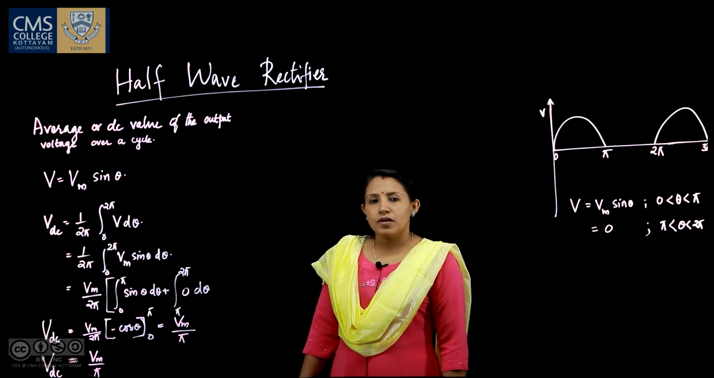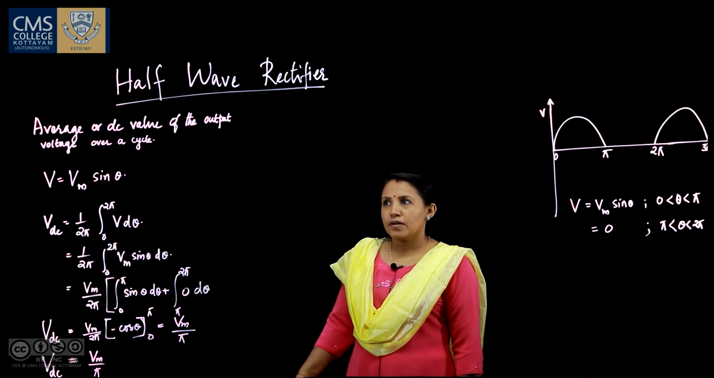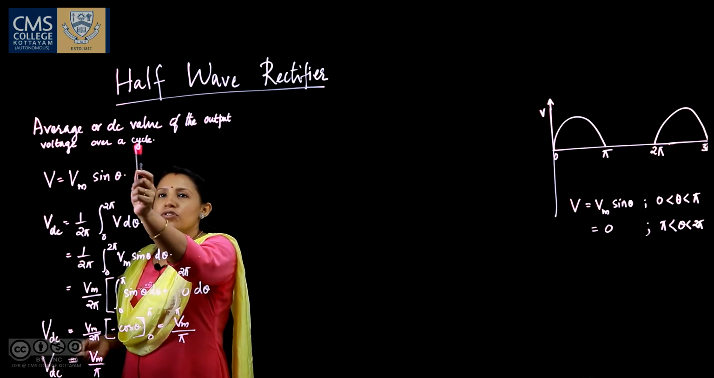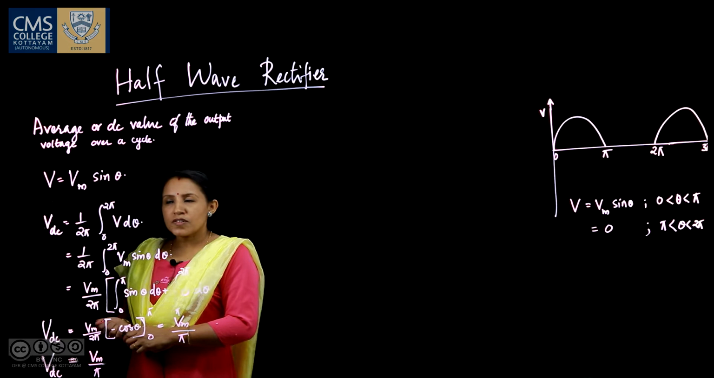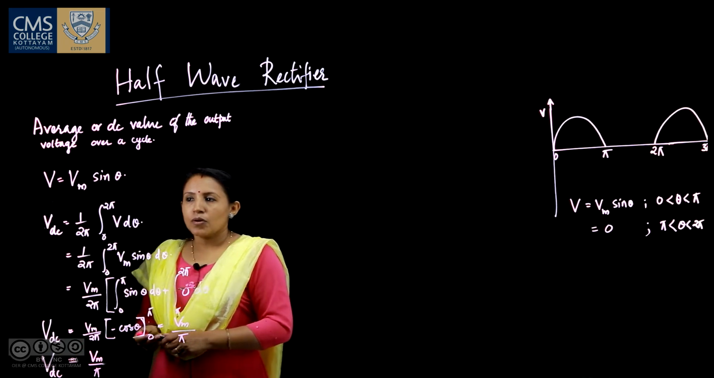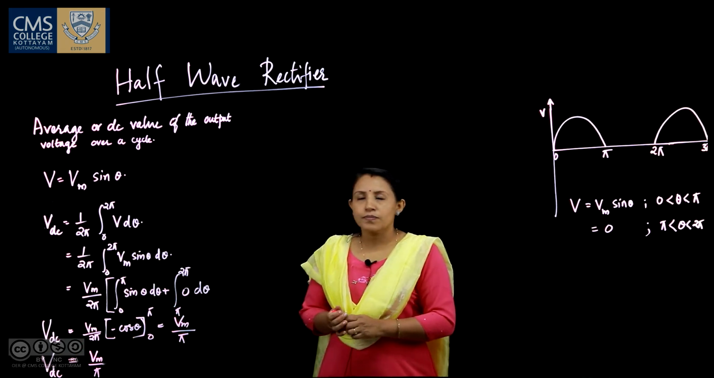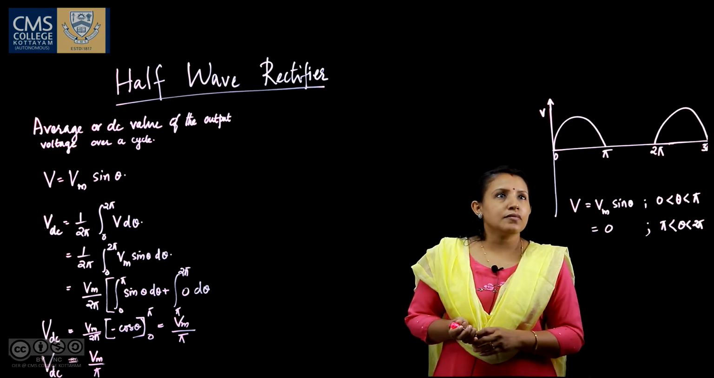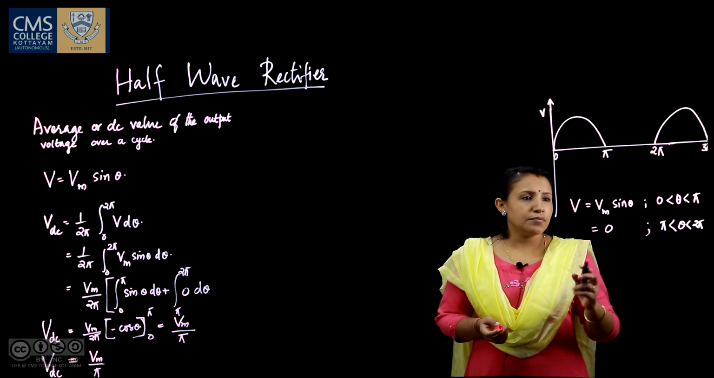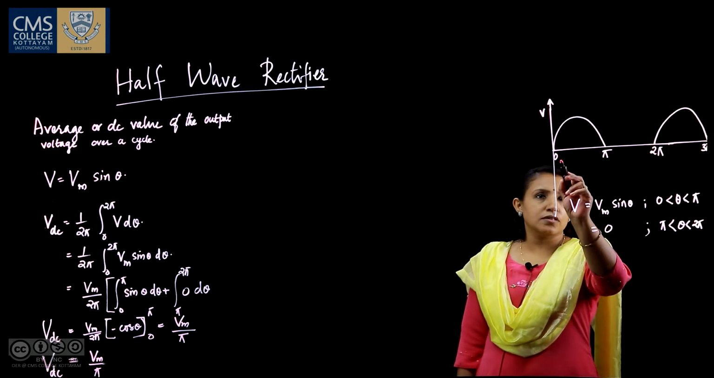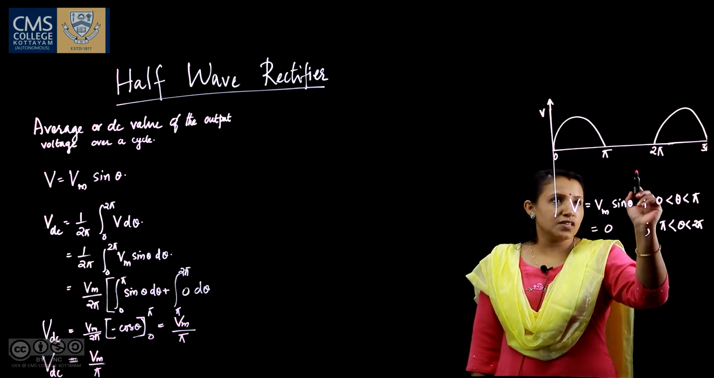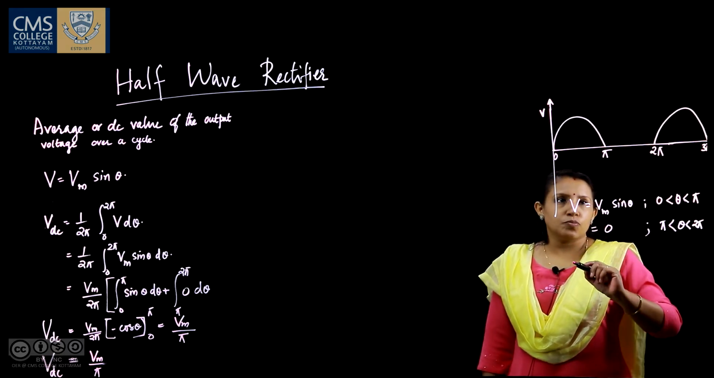Let us look into some of the performance related parameters of a half wave rectifier. The first one is the average or DC value of the output voltage over a cycle. Suppose that the input voltage V is equal to Vm sin theta. We want to find the average value of the output voltage. Let us look into the waveform of the output voltage of a half wave rectifier. We can write that V is equal to Vm sin theta in the range 0 to pi, and its value of voltage V is equal to 0 in the range pi to 2 pi.